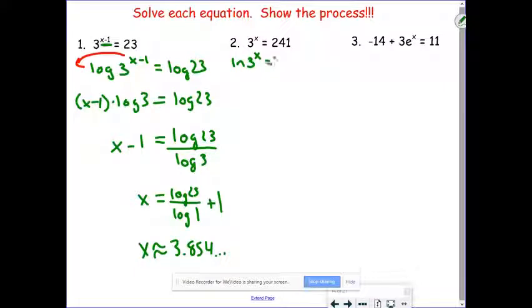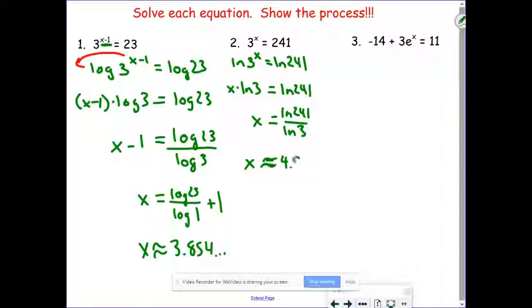All right, so next one. Next one, I'm going to use natural log, ln. Why? Why not? You can do either one. Doesn't matter. So I take the natural log of both sides. I bring the x out in front, and I divide by the natural log of 3. So I get x is the natural log of 241 divided by the natural log of 3. That gives me x is approximately 4.992 and so on.